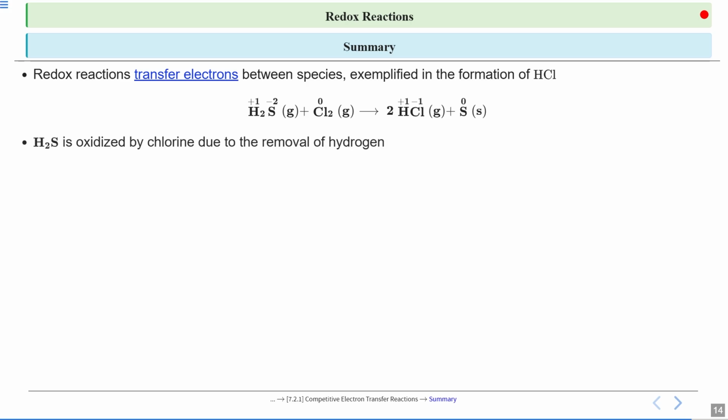Moving ahead to the explanation of this chemical reaction, H2S is oxidized by chlorine due to the removal of hydrogen, and the chlorine is reduced by adding hydrogen to it. Hence, the provided reaction is a redox reaction in each and every term.